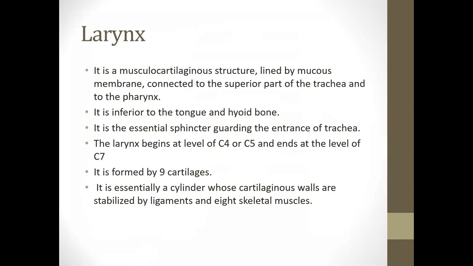So the larynx is a musculocartilaginous structure lined by mucosa. It's connected to the superior part of the trachea and it's continuous with the hypopharynx. It lies inferior to the tongue and the hyoid bone, but the hyoid bone is not part of the larynx. It's an essential sphincter guarding the entrance into the trachea. The larynx begins at the level C4 or C5 and ends at the level of C7. It is formed by 9 cartilages and it is a cylindrical structure that is stabilized by the ligaments and 8 skeletal muscles which are attached.